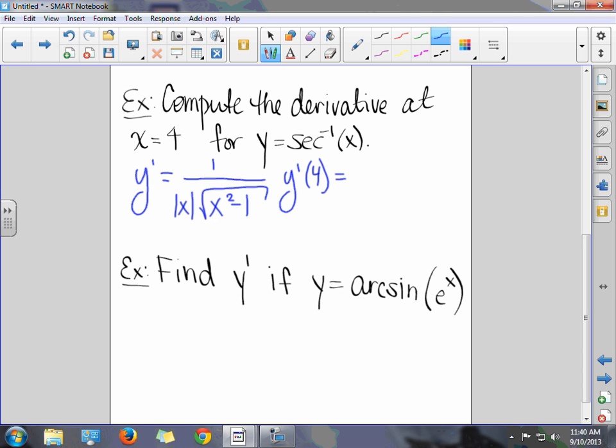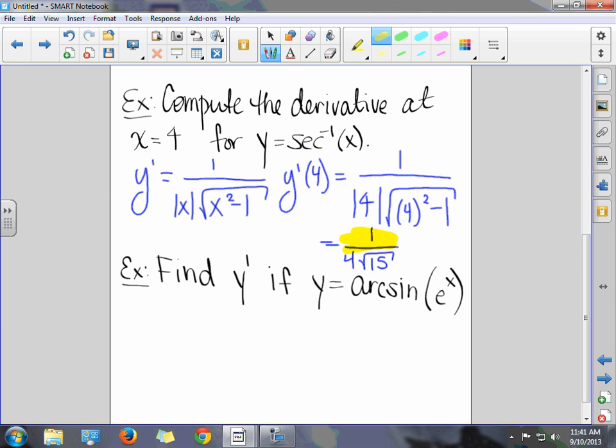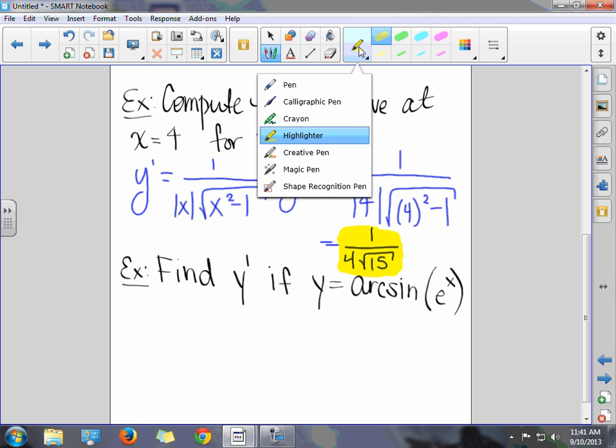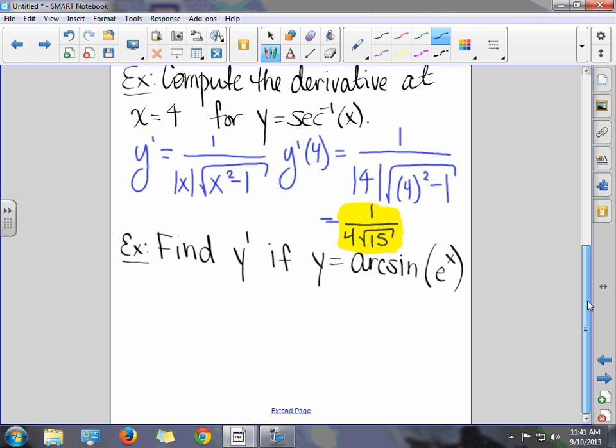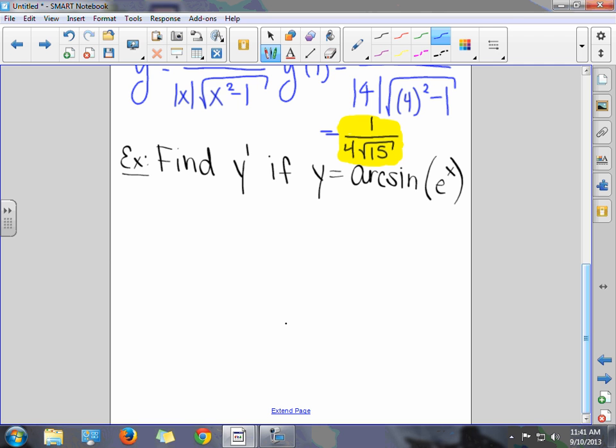And so now I want to evaluate it at 4. So this is just going to become 1 over the absolute value of 4 times the square root of 4 squared minus 1. So this will be 16 minus 1, so it'll be the square root of 15. So it becomes 1 over 4 times the square root of 15. And I'm okay with you leaving it like that. That's not so bad, huh? Really, the trick is just memorize, and I'd make some flashcards. It's how I like to memorize things.